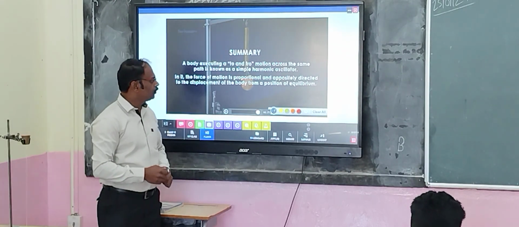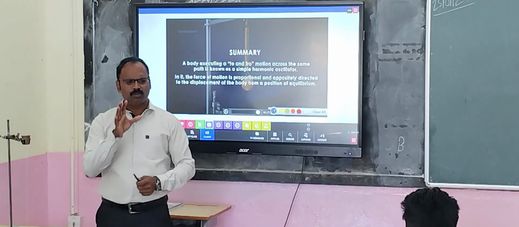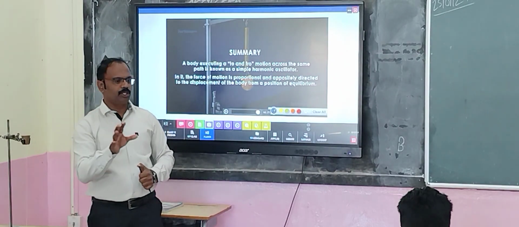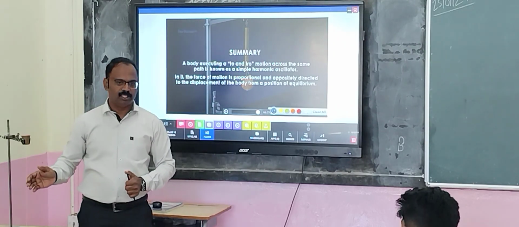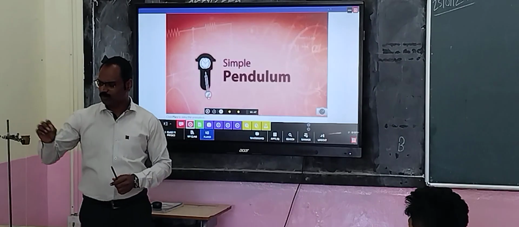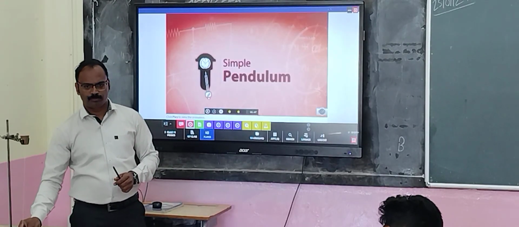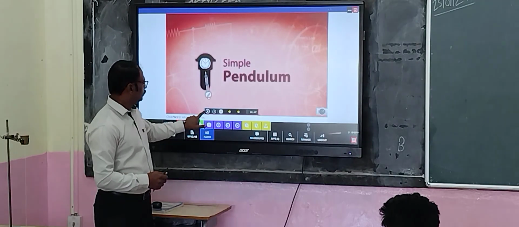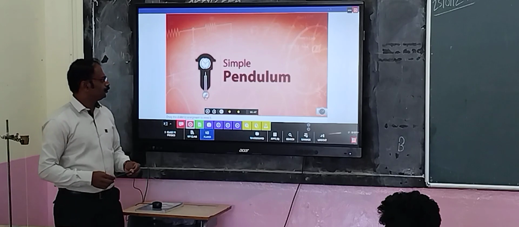Now, I told you simple harmonic motion is a to and fro motion, and one special case of simple harmonic motion is executed by the simple pendulum. The simple pendulum is nothing but an arrangement where we attach a bob with a thread like this. Simple pendulum.